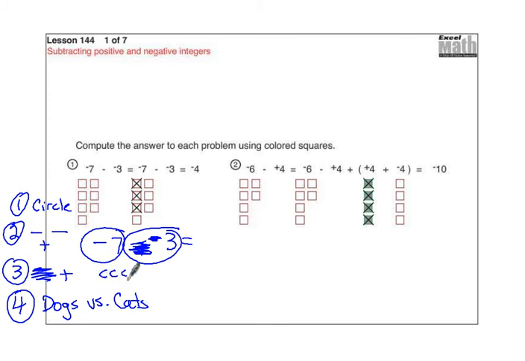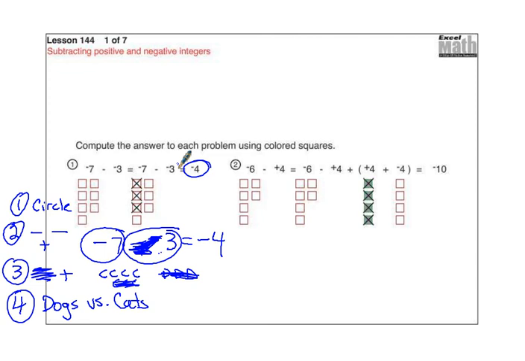Hopefully this will be a little more clear to you than it was yesterday. We've got 7 cats and we have 3 dogs because there's no symbol in here. Anytime there's no symbol, that means it's dogs. And these 3 cats fight these 3 dogs, so we're left with 4 cats, or -4. And you can see that's the same thing that they got there.